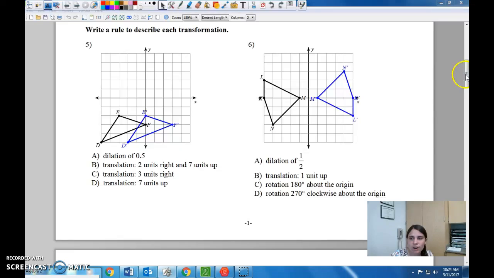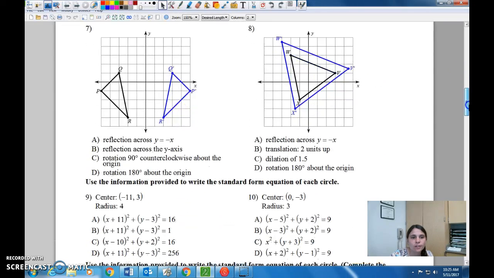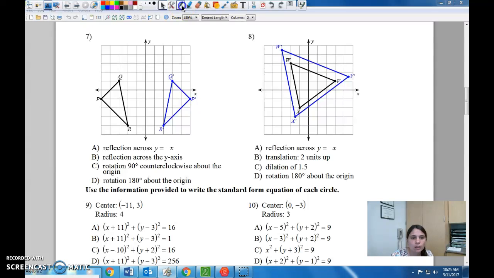Numbers 7 and 8 are still asking for rules. So if I look at these, reflection across y equals -x. I don't think that's what it is. And then it may be rotated, but not 90 degrees. Reflection across the y-axis. So if I took this point and reflected it across the y-axis, instead of being 3 this way, it would be 3 that way, and it is. And this one's 5 this way, then becomes 5 that way, 2 this way, 2 that way. So this one reflects over the y-axis.